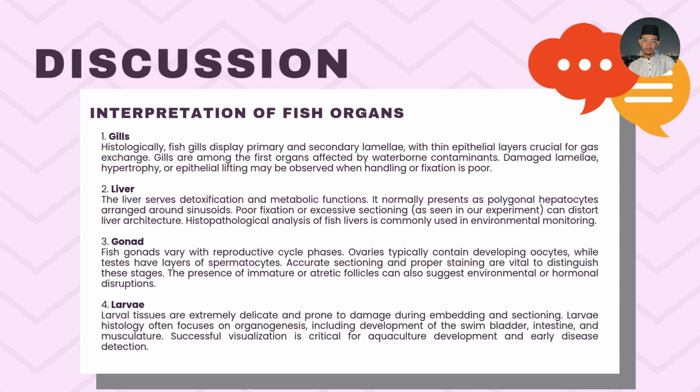The final one is larvae. Larvae tissues are extremely delicate and prone to damage during embedding and sectioning. Larvae histology often focuses on organogenesis, including the development of the swim bladder, intestine, and musculature. Successful visualization is critical for aquaculture development and early disease detection.